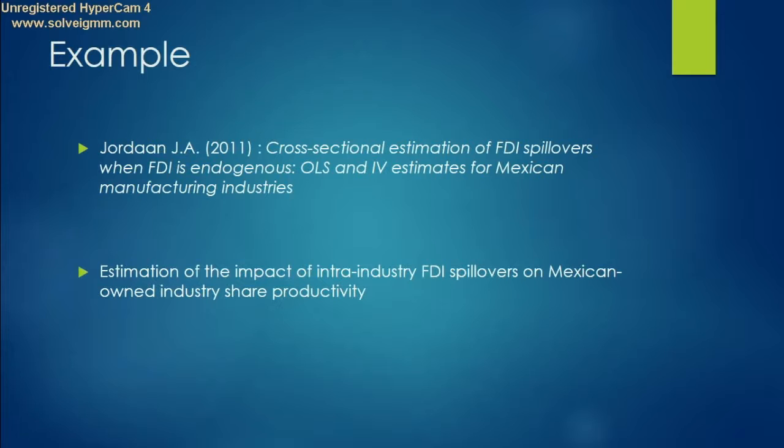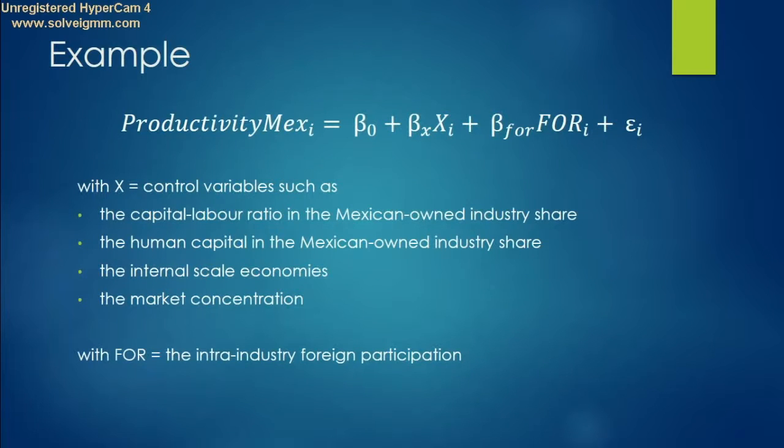First of all, let us begin with an example. This one comes from a paper of J.A. Jordan and has as topic the impact of intra-industry FDI spillovers on Mexican-owned industry share productivity. Roughly speaking, it aims to assess whether foreign direct investment enhances or not productivity of local firms. The dependent variable is the productivity of Mexican-owned firms. It is explained by a few control variables and by the variable of interest, which is here the intra-industry foreign participation. The different individuals represent the different industries.